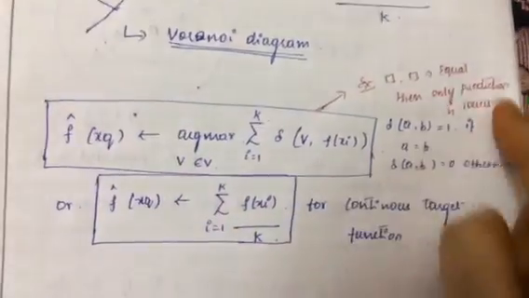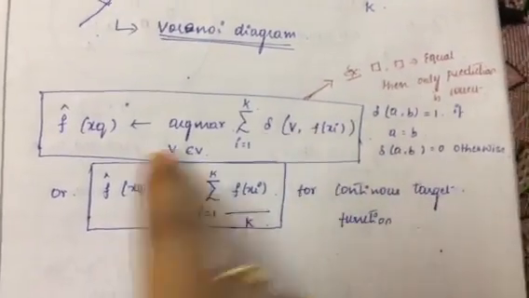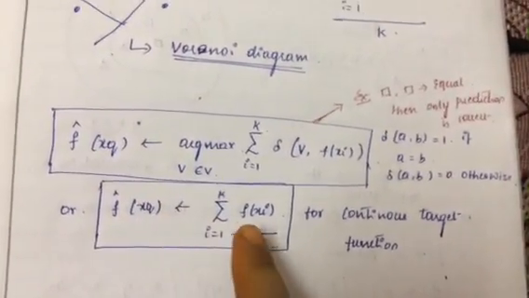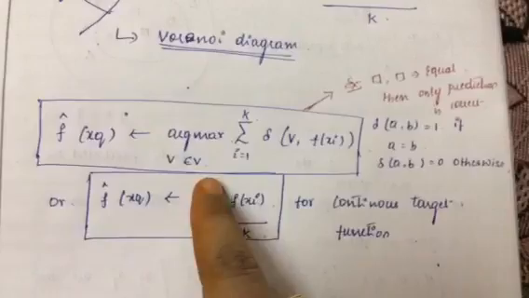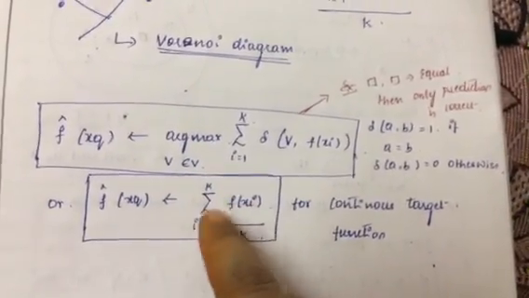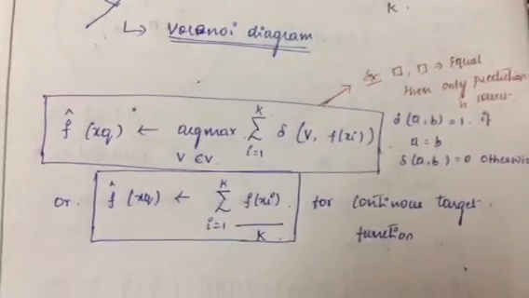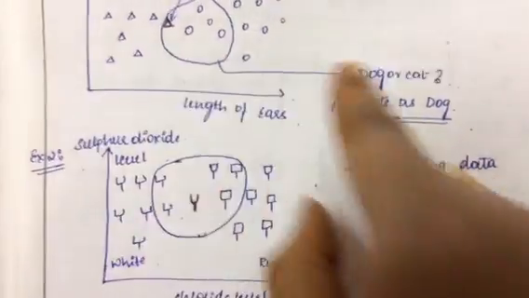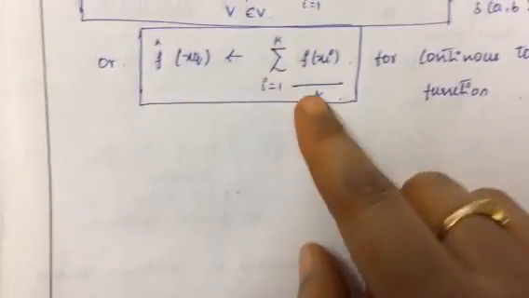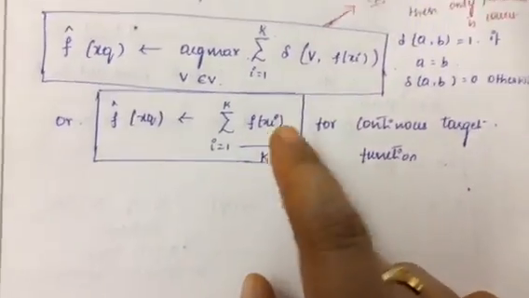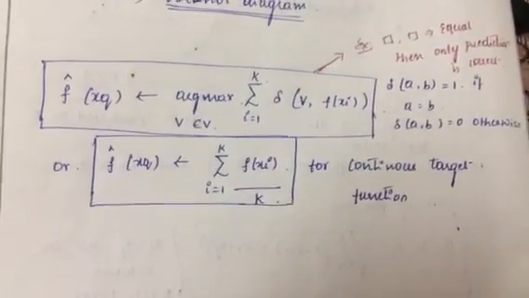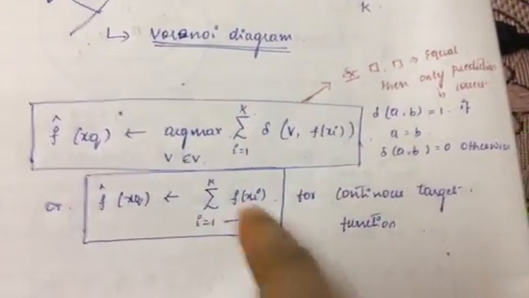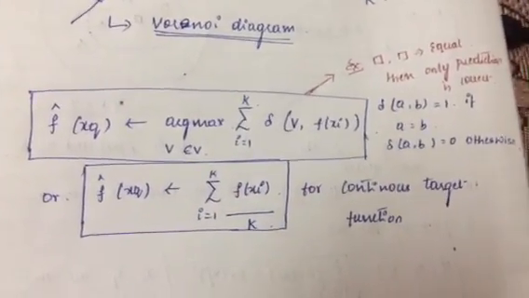This formula is for a discrete valued function and this is for the continuous valued function. So f cap of xq, the query point, equals the summation of i from 1 to k of f of x1, x2 up to xk, all these different data points, divided by k. What is meant by k? K is my number of neighboring points, the number of nearest neighbor points is my k value. This formula is for discrete valued, and this formula is for continuous valued function.